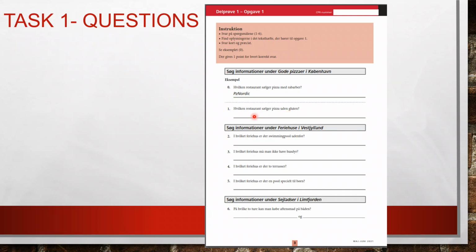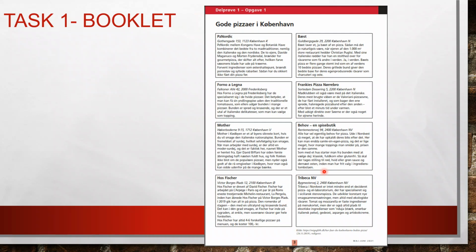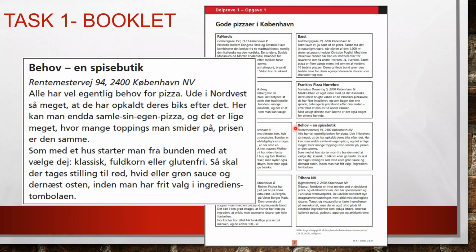Let us see. Here the question is, which restaurant sells gluten-free pizza? So the keyword here is gluten-free, or without gluten. We have to search for this word on this page. Now we are on the page where the information should be looked for, and we will go through each sentence and find where gluten-free is written. So I found it here, it has mentioned gluten-free here. So this is my answer.